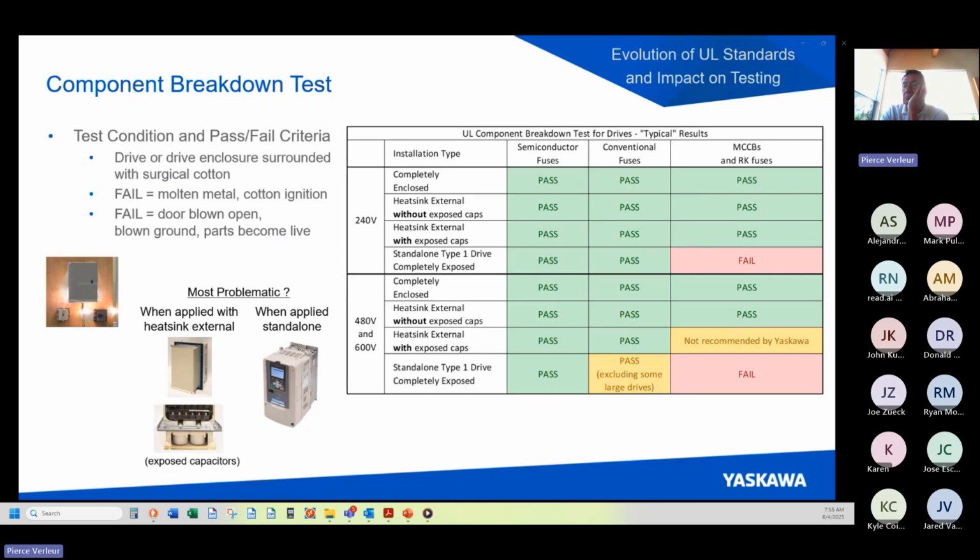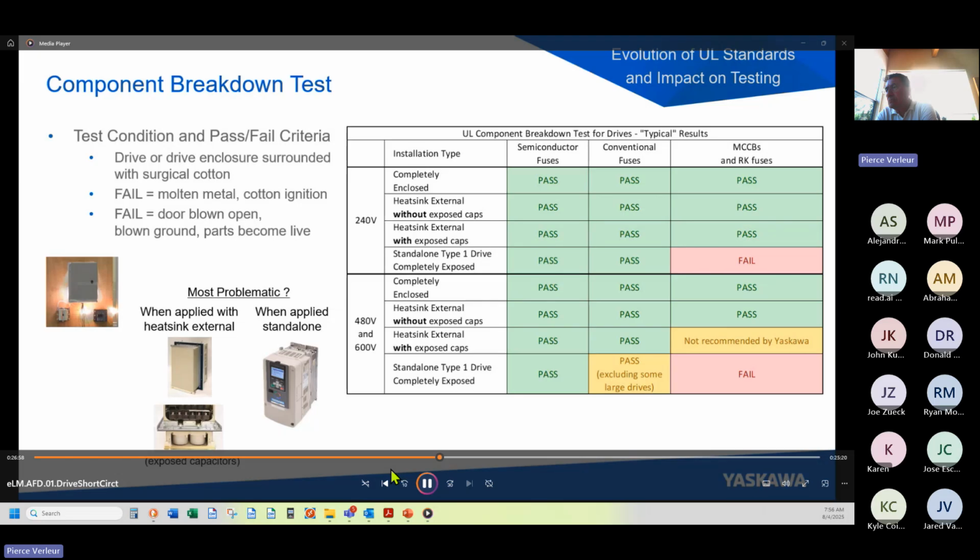Now, based on what we have just learned about 240 volt drives, you'll notice there's only one case in which any of these devices won't protect a 240 volt drive. And that's the combination of a standalone drive with a circuit breaker or RK fuse. Even the 240 volt drive won't survive this because besides the shorted capacitor test, there's also a shorted rectifier test that won't pass for this combination. Now looking at the 480 volt and 600 volt cases, we can see there are a few more restrictions, and that's because of what happens when we do that shorted capacitor test.